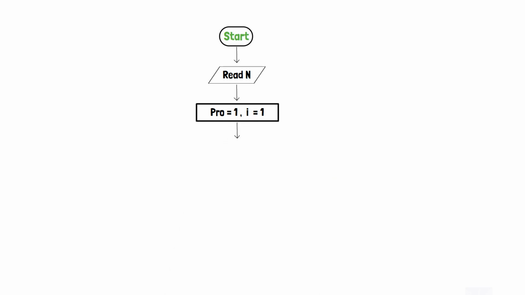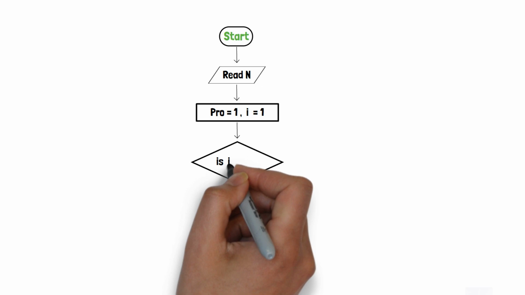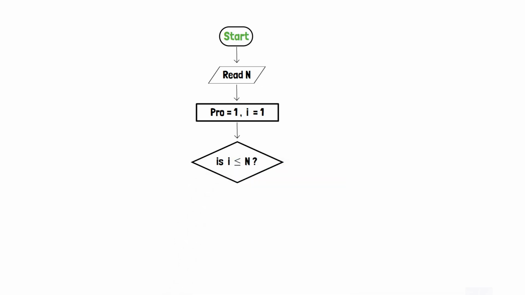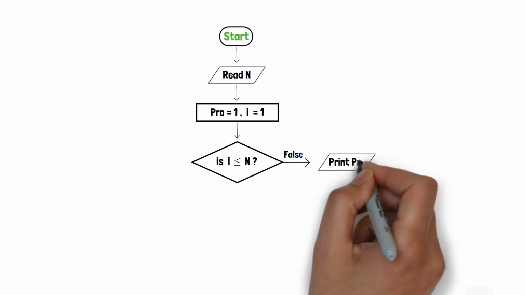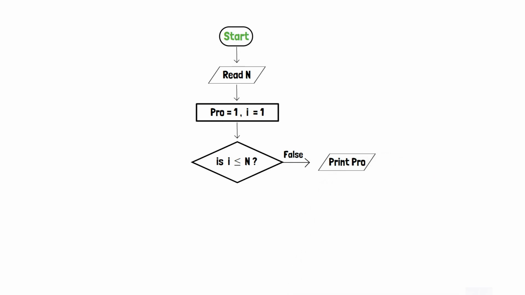Subsequently, a decision box will be implemented to determine whether I is less than or equal to n or not. If I is not less than or equal to n, then our program prints the variable pro using the output component and terminates with the end terminator.